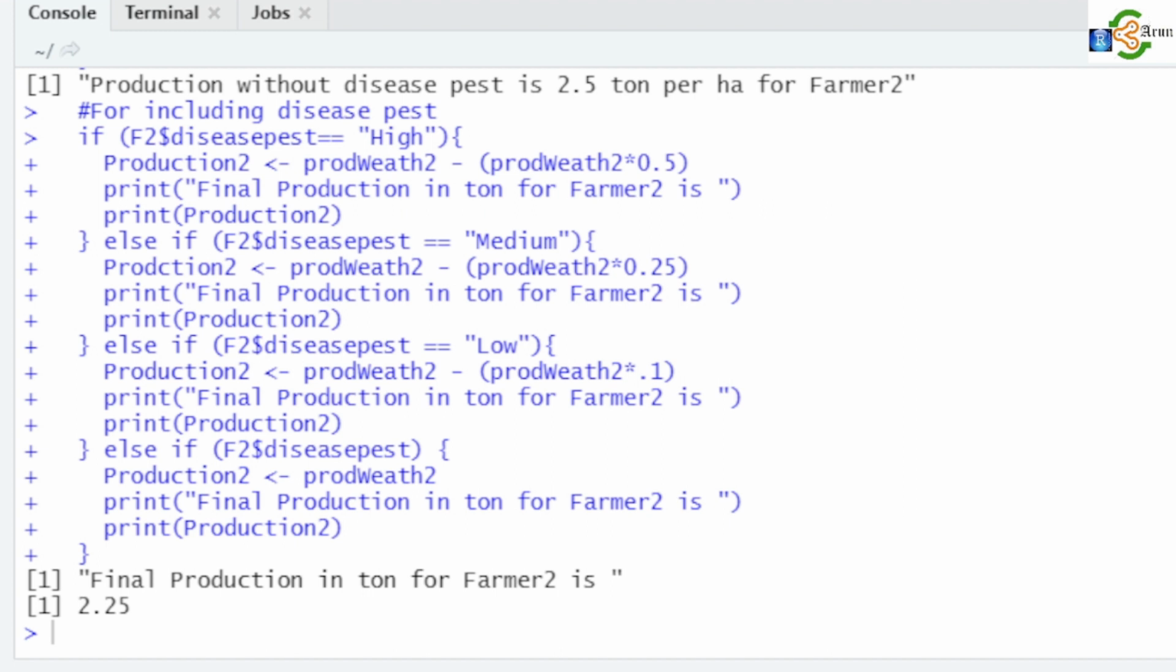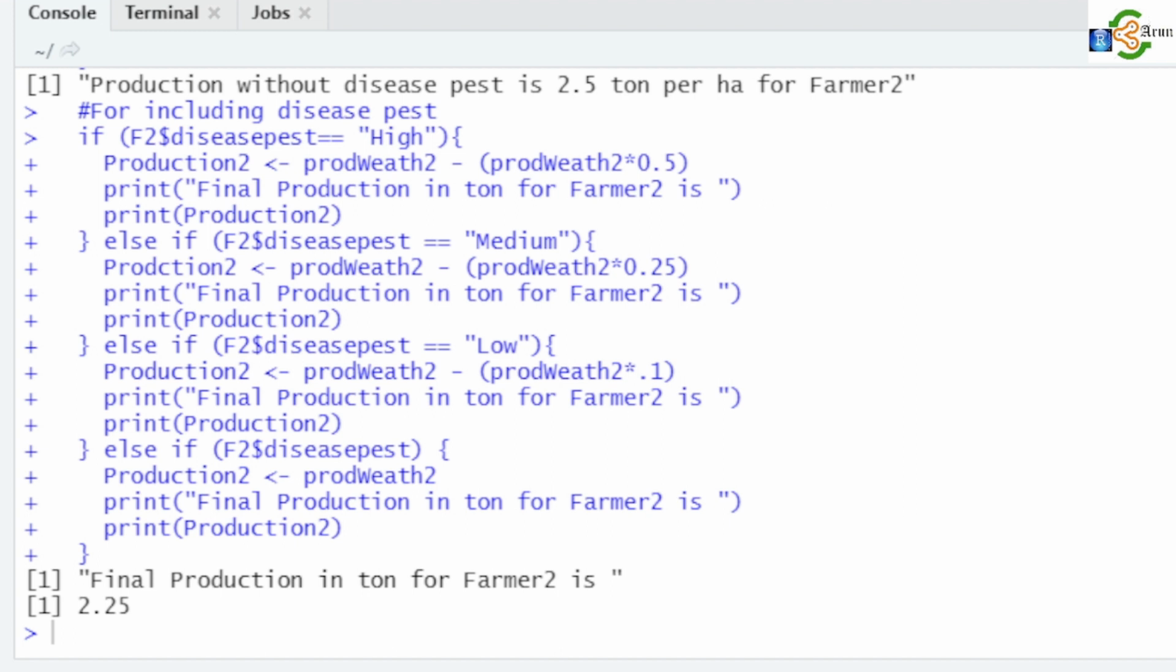You can see the code. There is a lot of code. I have looped it with a for loop, and there are several simulations, several cases. It passes through several calculations and gets the final result for us, that's 2.5 ton per hectare.